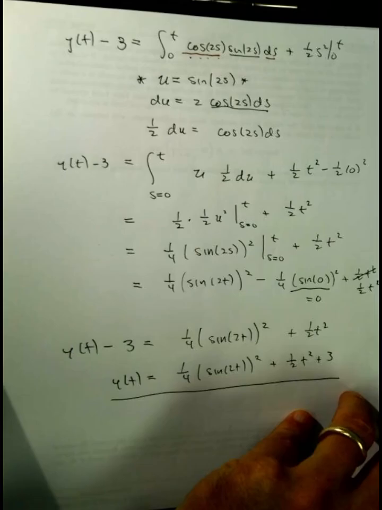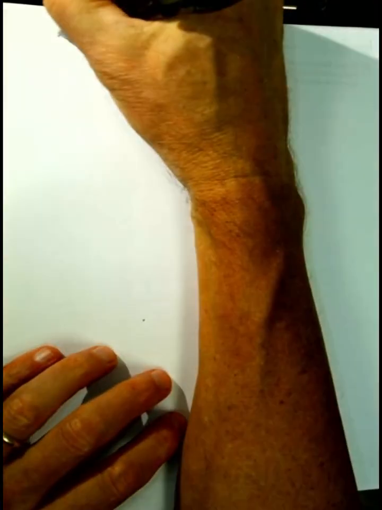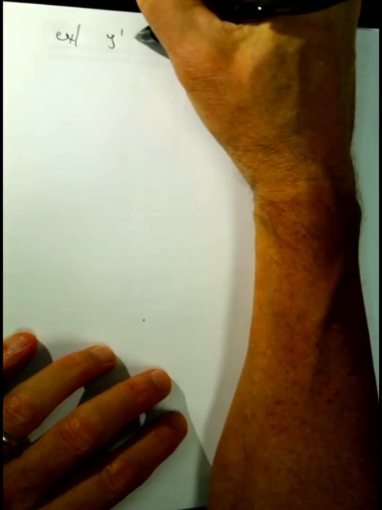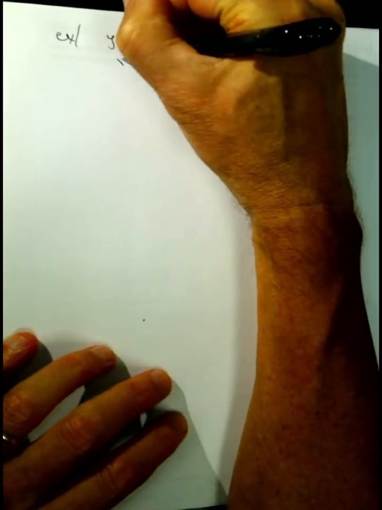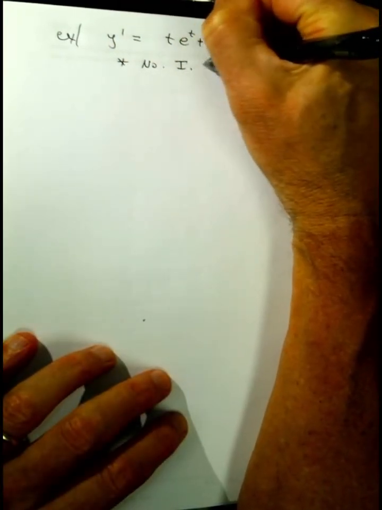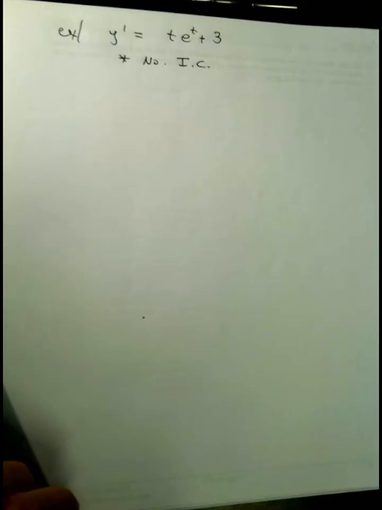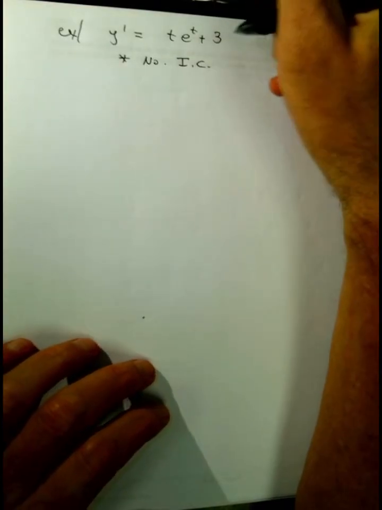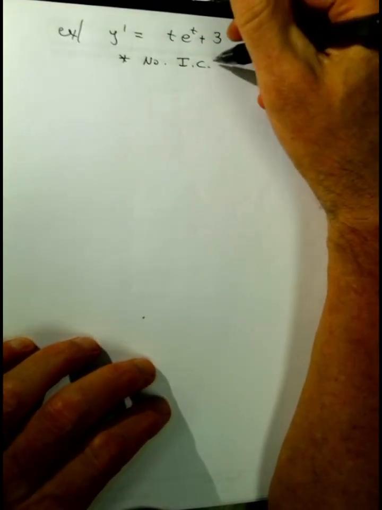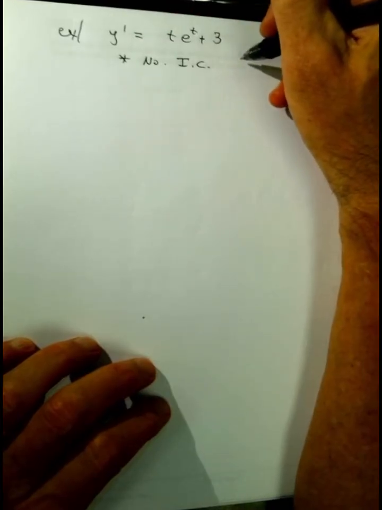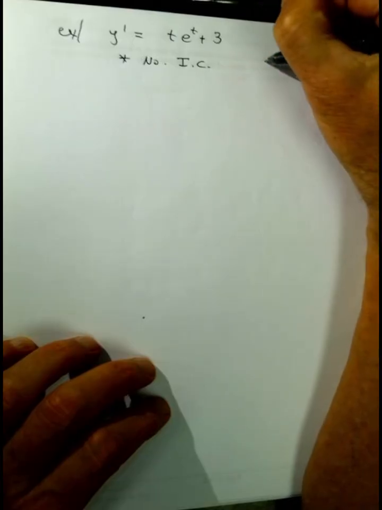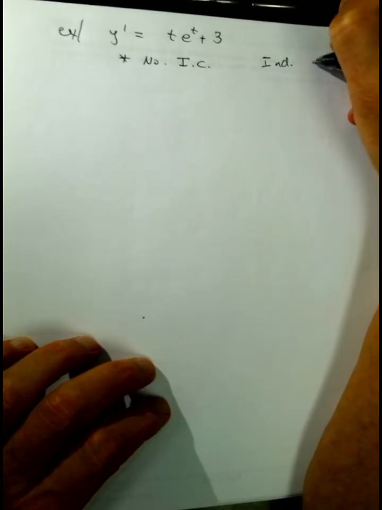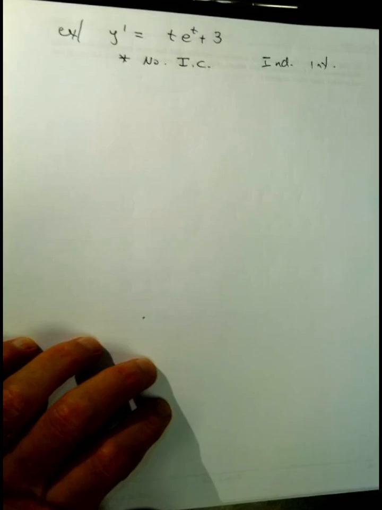Let's look at another example. And in this example, it's not going to have an initial condition. Let's look at this example now. Y prime is t e to the t plus 3. Notice there's no initial conditions. And because of that, I don't have to worry about whether I'm going to use a definite or indefinite integral. Basically, I don't know what's going to be given to me later. So I'm going to use an indefinite integral in this case.